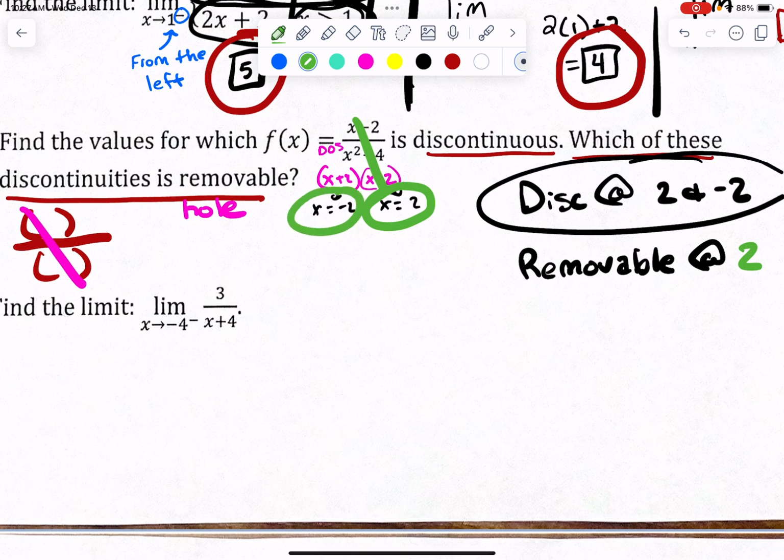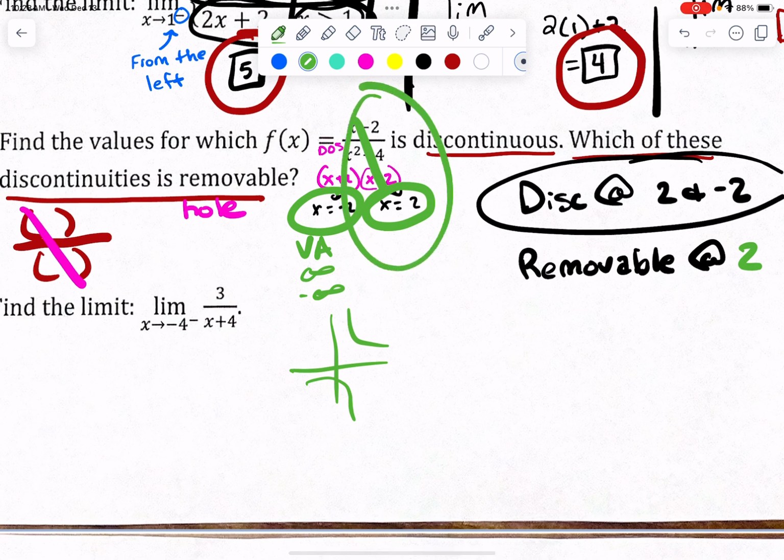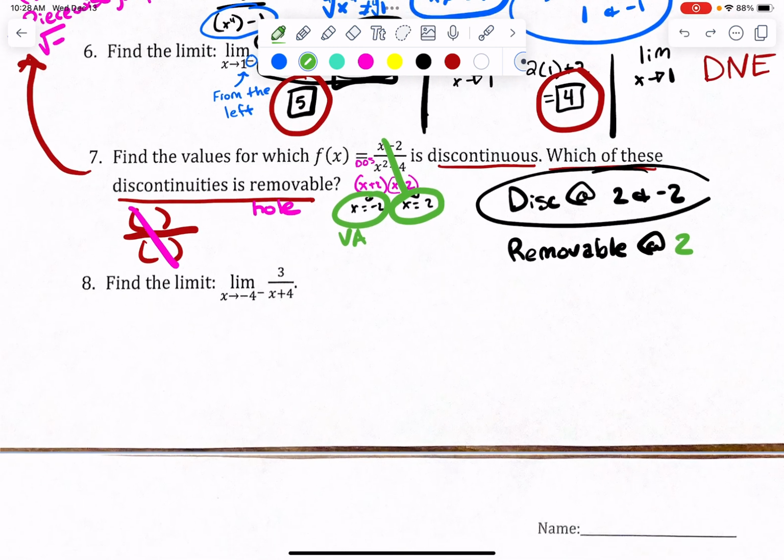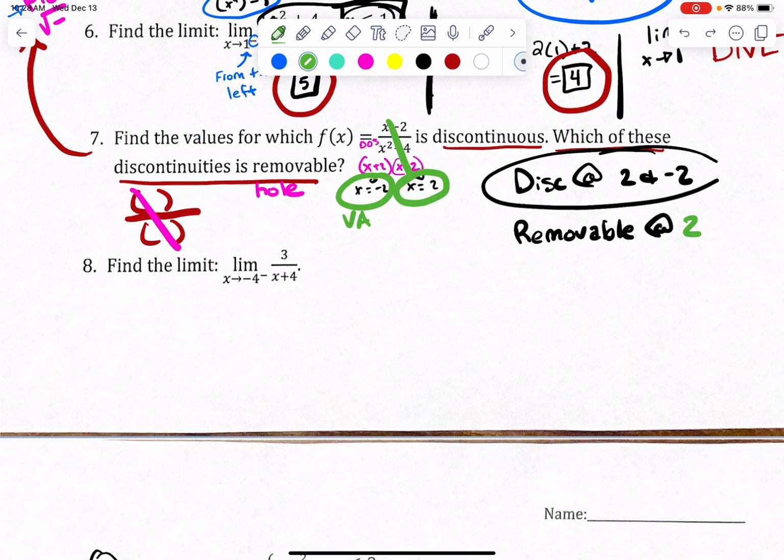There is going to be a VA here, which means if I try to evaluate the limit, it is going to be either infinity or negative infinity, right? It's going to go this direction or this direction. But at this place right here, it had a hole which I can remove, and then I'm going to actually be able to calculate the limit, okay? So I hope that made sense. If that didn't, put a star by it or something, and I can go through that again tomorrow. But there is that information, okay? So it's removable at 2. It has 2 discontinuities, okay?